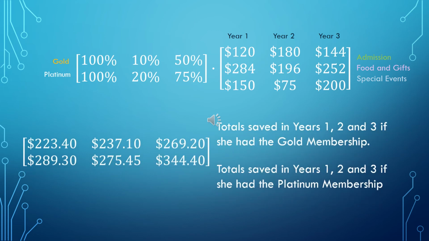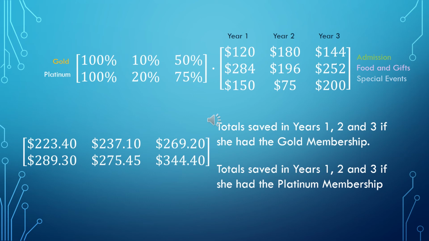So taking 100% times 120 and then adding 10% times 284 and then adding 50% times 150. Notice again, I'm making a dot product, so I'm multiplying. 100% is 1, so 1 times 120 plus 0.1 times 284 plus 0.5 times 150, and I get a result of $223.40. So that was going across row 1, down column 1.